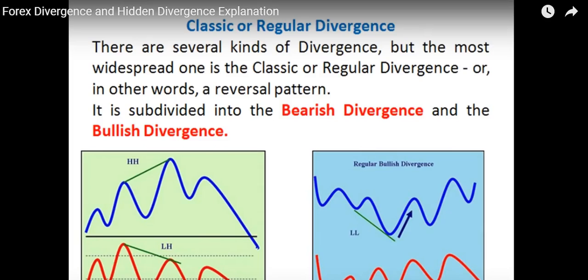Let's take a look at classic or regular divergence. There are several kinds of divergence, but the most widespread one is the classic or regular divergence, or in other words, a reversal pattern. It's subdivided into the bearish divergence and the bullish divergence.